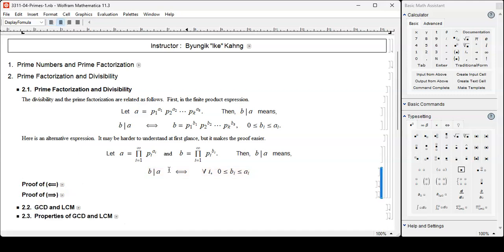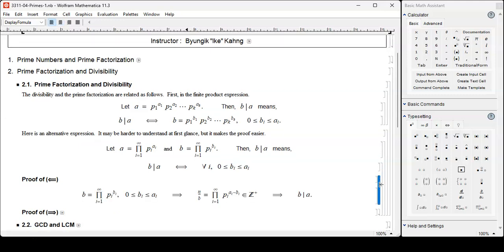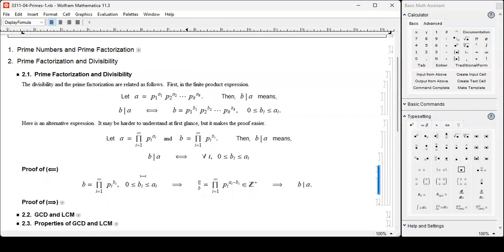So we have both directions here. We have to prove both of them, and the proof of the sufficiency is going to be a bit easier. That is, assume that bi is less than or equal to ai for all i, and then let's prove B divides A. And after that, we are going to consider the other way around. This direction is pretty much straightforward. All those are given, so just define B that way.